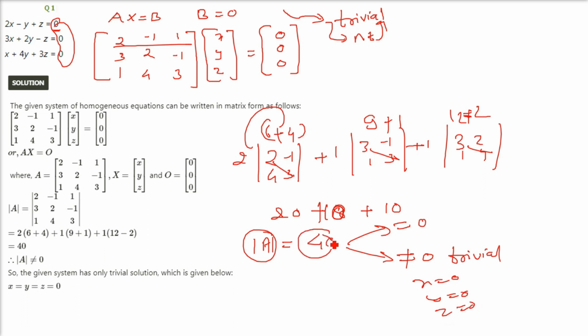The determinant of A will decide in all the questions which follow. If it is equal to 0, then it is non-trivial, and we'll assume Z equals K, and then we'll try to solve, and we'll have multiple solutions. K will be a real number.